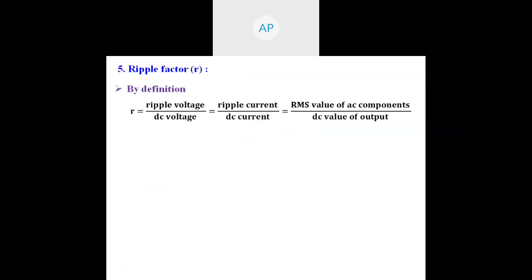Now next is the ripple factor. What is the ripple factor? The ripple factor tells you how much AC content is present in the DC. By definition, it is given as the ripple content to the DC content. The ripple content can be given in terms of a voltage or a current. Therefore, ripple factor is given as ripple voltage to the DC voltage, or ripple current to the DC current. We already know the DC current and DC voltage from the previous analysis. Now our job is left to find out either the ripple voltage or the ripple current.